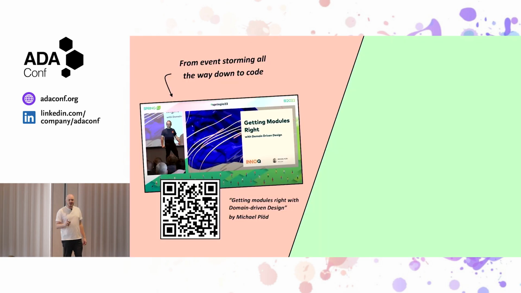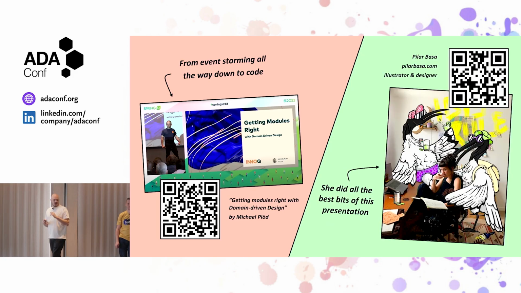So I've got a tiny bit more for you because my talk was super up in the clouds, high level. If you want something that gets you from event storming all the way down to actual code, I strongly recommend this talk by Michael Plod, Getting Module Boundaries Right with DDD. It is fantastic. And if nothing else, I hope you enjoyed the illustrations that were throughout this talk. They were done by my better half, Pilar Bassa, and you can find more of her work there.